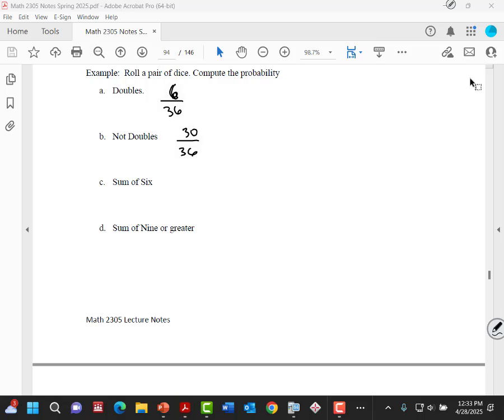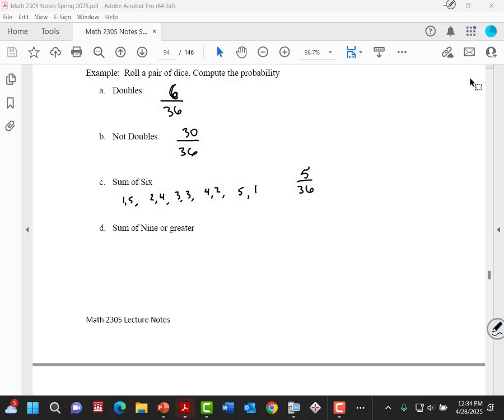The probability of a sum of 6. So how many ways can I get a sum of 6? Well, I could get a 1 and a 5. I could get a 2 and a 4. I could get a 3 and a 3. I could get a 4 and a 2. Or I could get a 5 and a 1. I believe that those are the only ways that I could roll a sum of 6. That's 1, 2, 3, 4, 5 ways that this can happen out of 36.